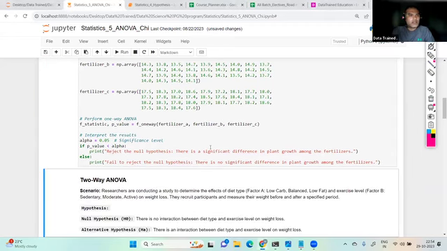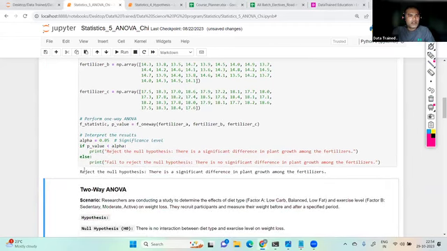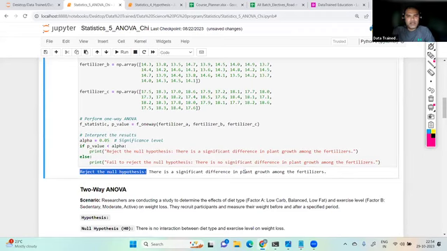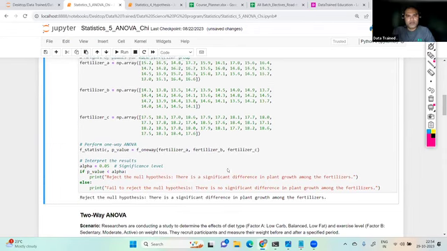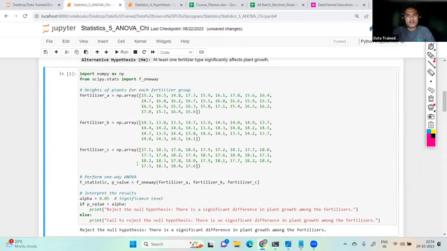So just run that. So reject the null hypothesis. There is a significant difference in plant growth among the fertilizers. Means there is an effect. One of the fertilizers is helping in the plants' growth.